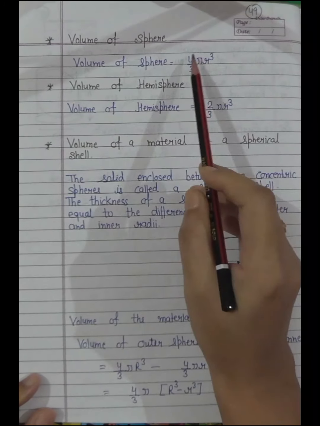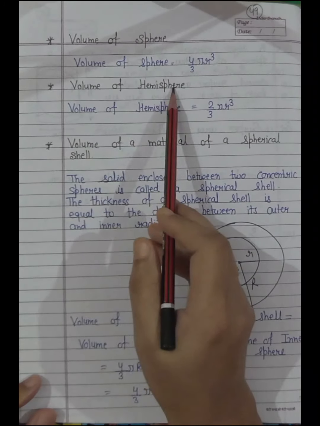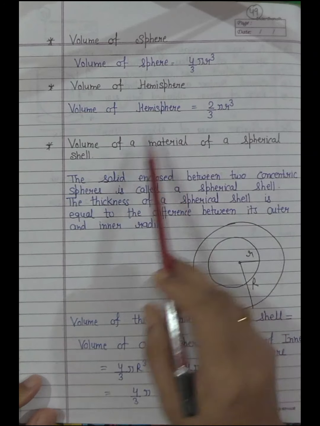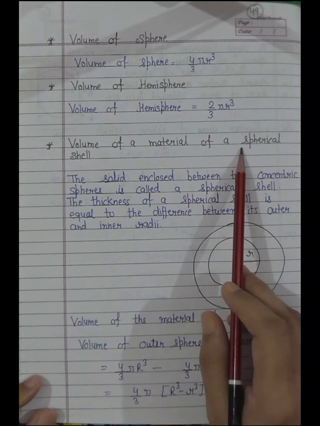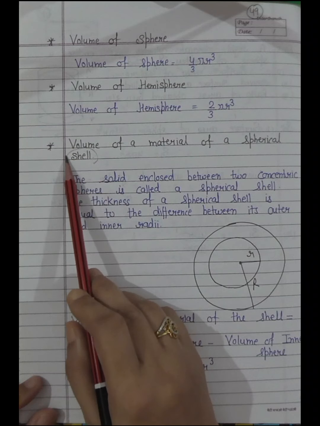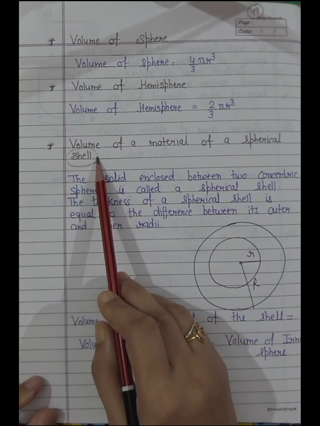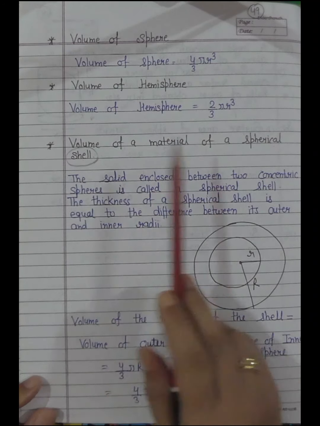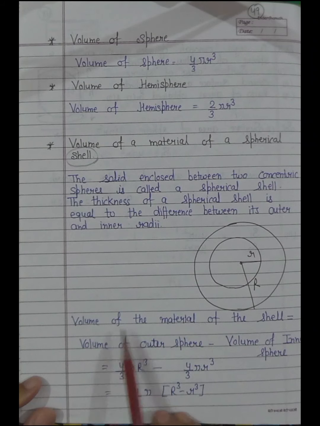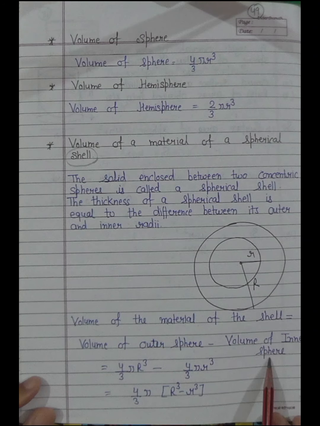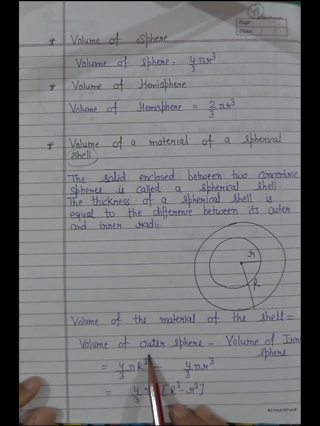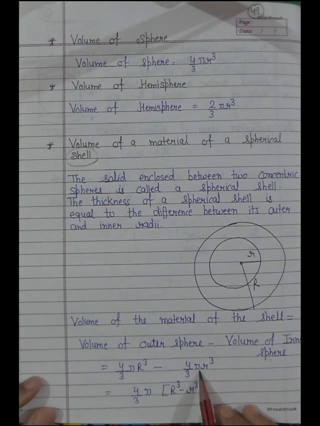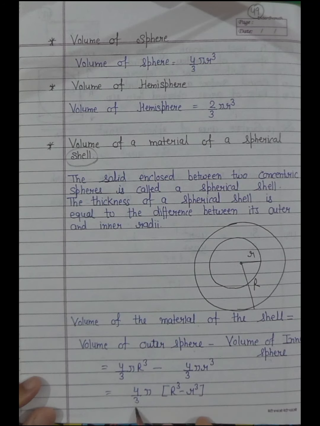Next topic is volume of a sphere. Volume of a sphere is 4 by 3 pi r cube and the volume of a hemisphere is 2 by 3 pi r cube. Now the volume of material of a spherical shell. As we have done in the case of a hollow cylinder, the volume of the spherical shell will be the volume of the outer sphere minus the volume of the inner sphere, meaning 4 by 3 pi capital R cube minus 4 by 3 pi small r cube. Taking 4 by 3 pi as common, it will be 4 by 3 pi into capital R cube minus small r cube.